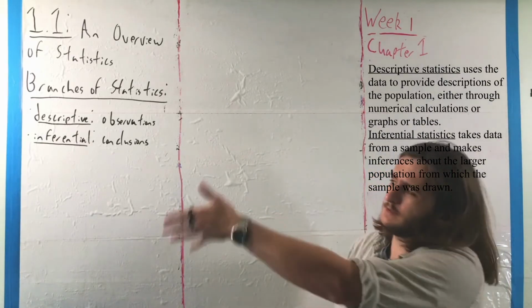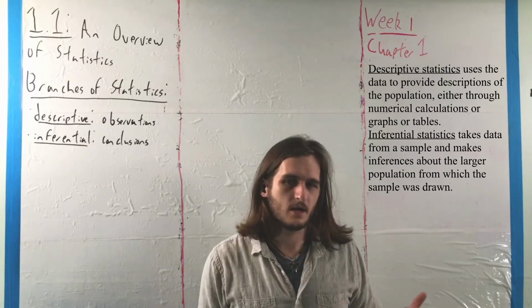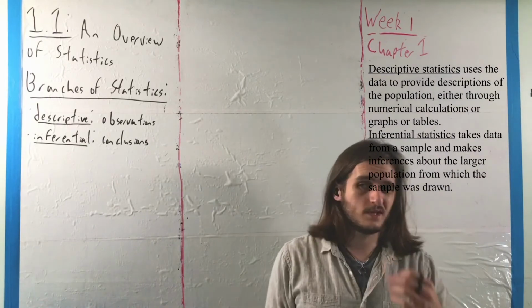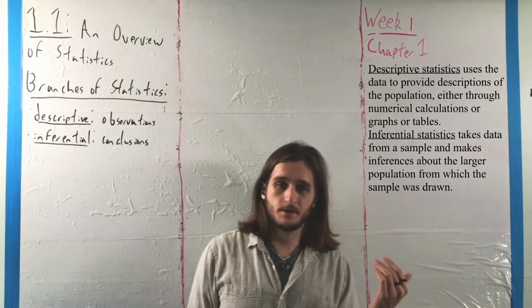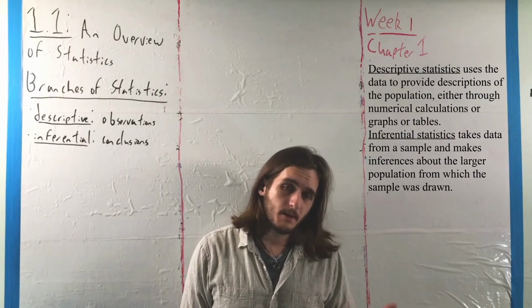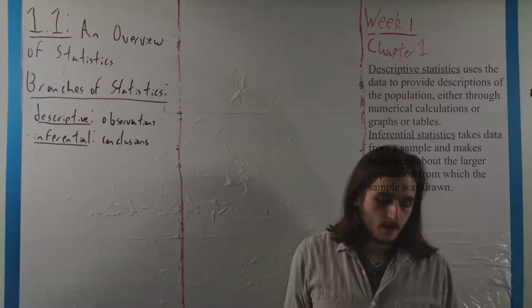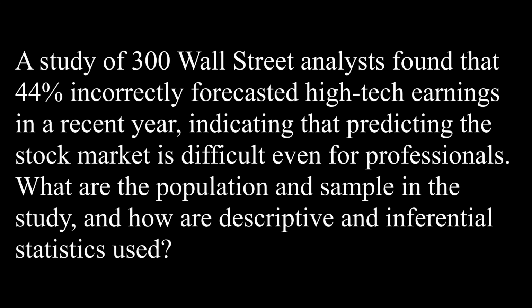So yeah, we present these as separate, but it's kind of rare to have a study to draw statistics in such a way that you're really only looking for one or the other. Usually you want both. But in any case, we're going to look at an example here talking about this distinction, where we have a study of 300 Wall Street analysts that found 44% incorrectly forecasted high-tech earnings in a recent year, indicating that predicting the stock market is difficult even for the pros. What are the population and sample in the study, and how are the two branches of statistics used here?